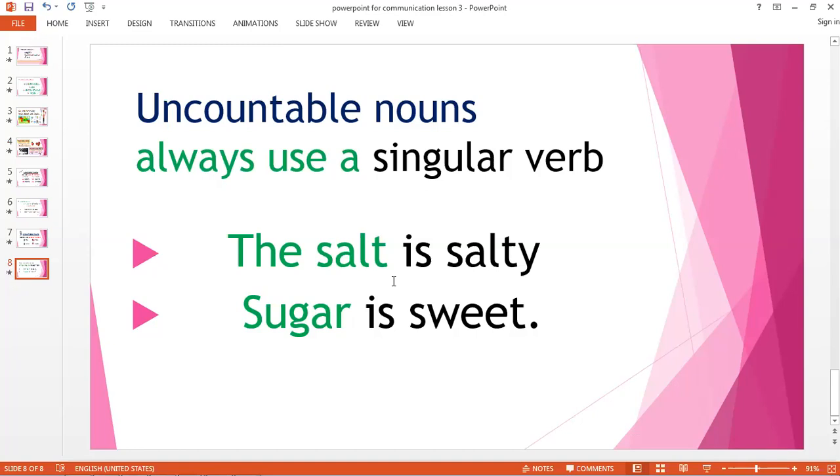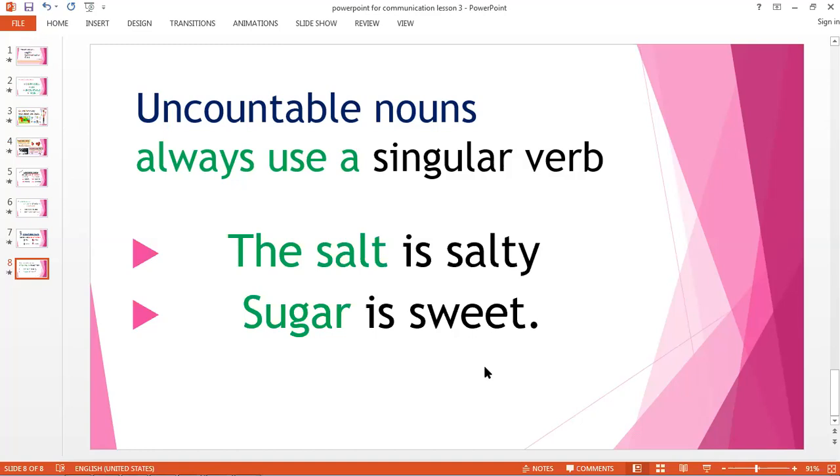The salt is salty. Salt here is a noun. Salty is an adjective, describing the quality of the noun. What is the quality of that noun? You cannot say the salt is sweet, because salt is always salty. That is the quality of the salt. And of course, sugar is the noun and sweet is the adjective in that sentence.